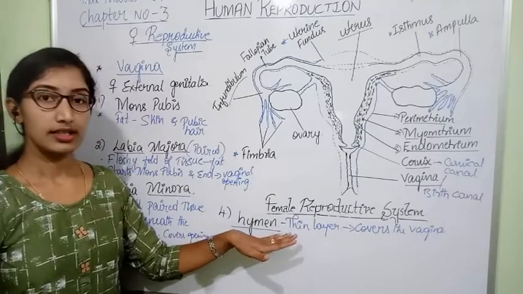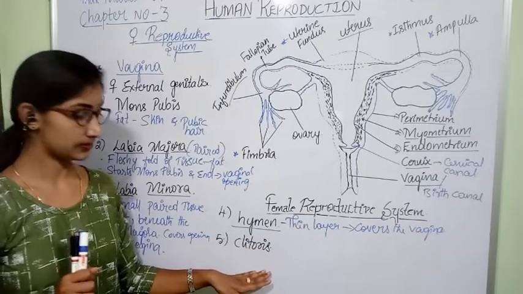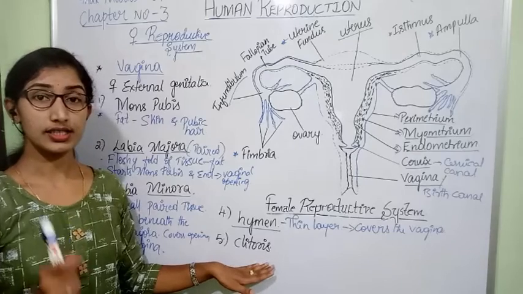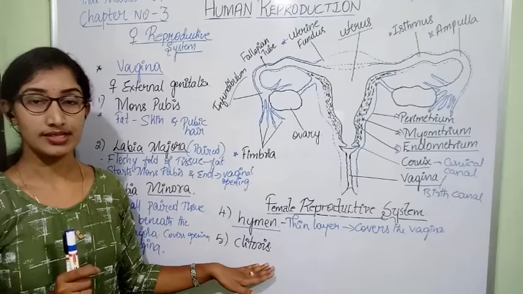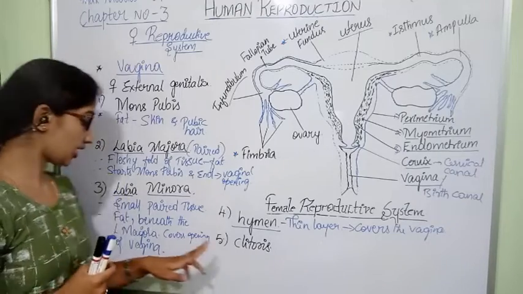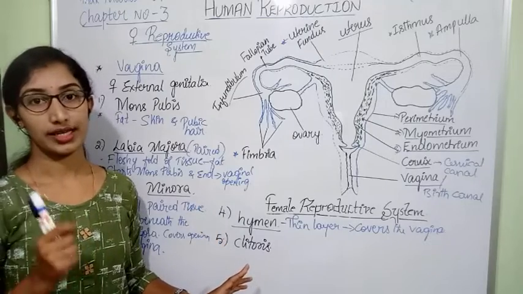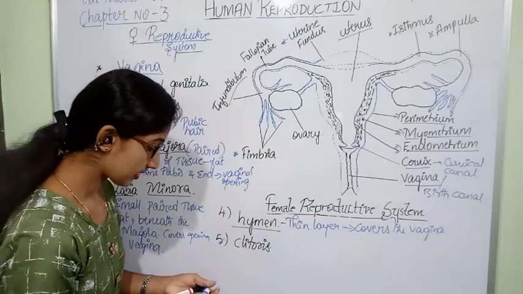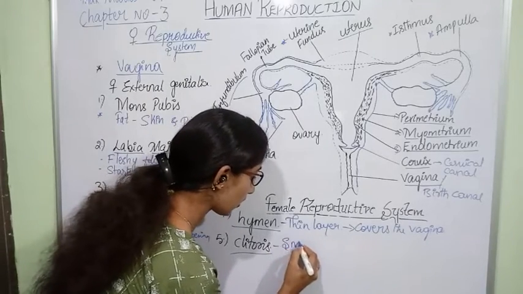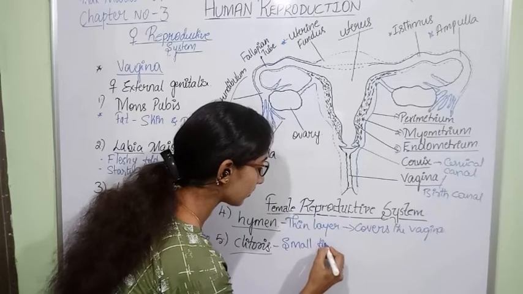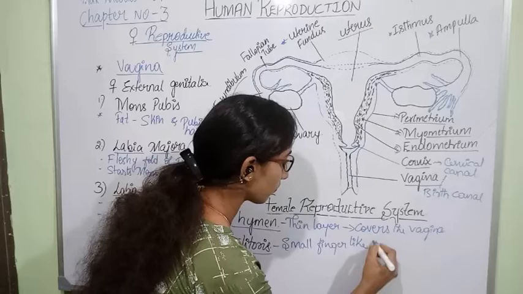And the next part of the vagina is nothing but the clitoris. The clitoris is a small finger-like folding which is present just above the labia minora and above the urethral opening. What is the clitoris? The clitoris is a small finger-like projection.